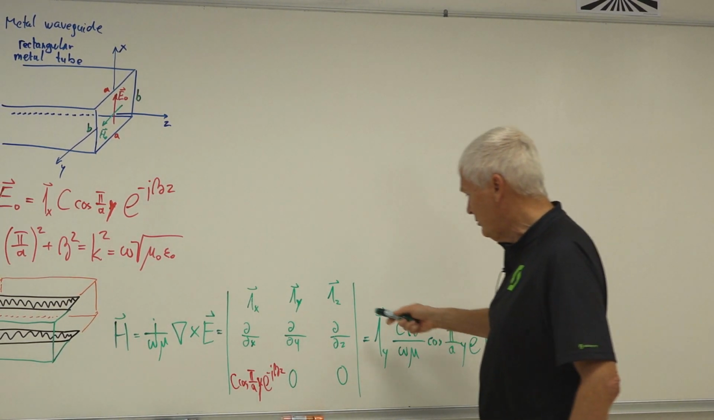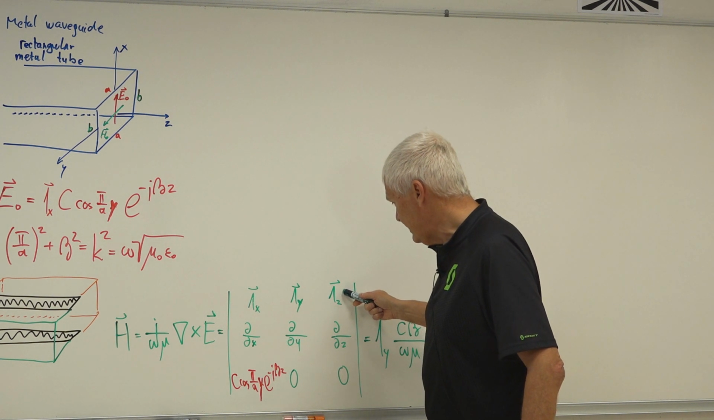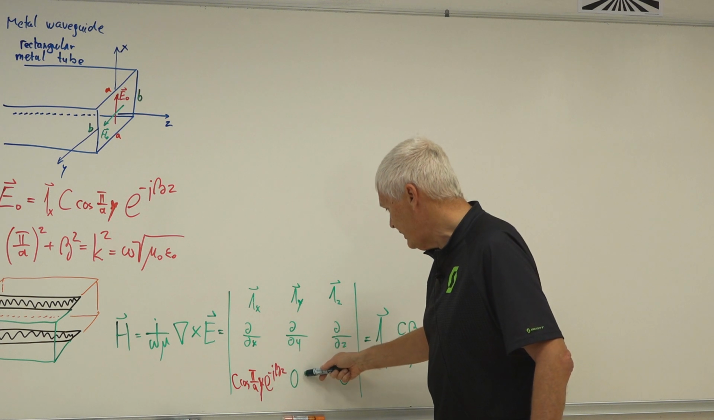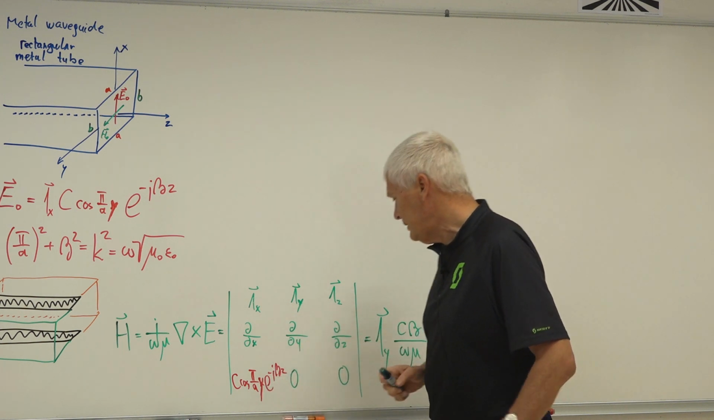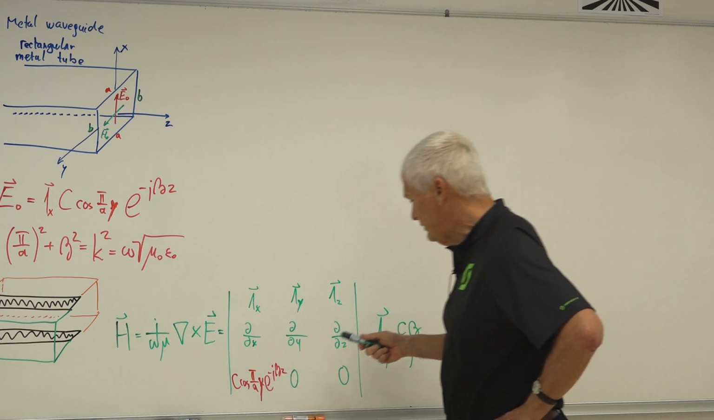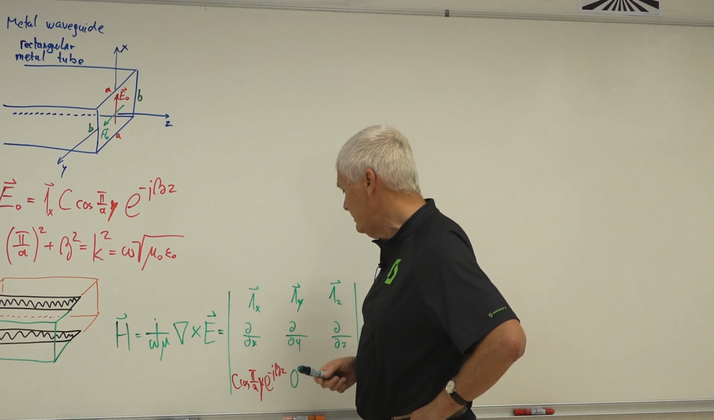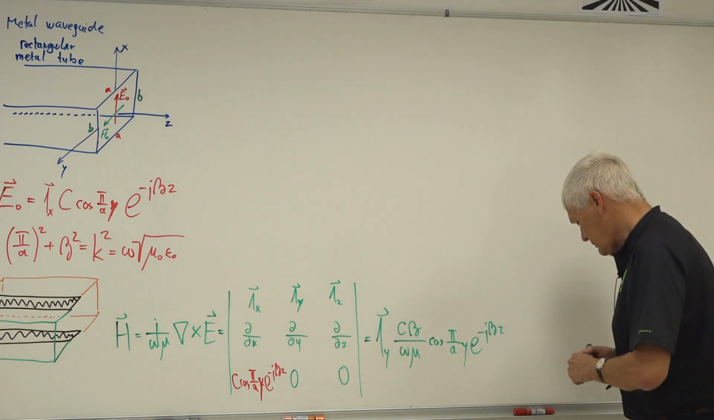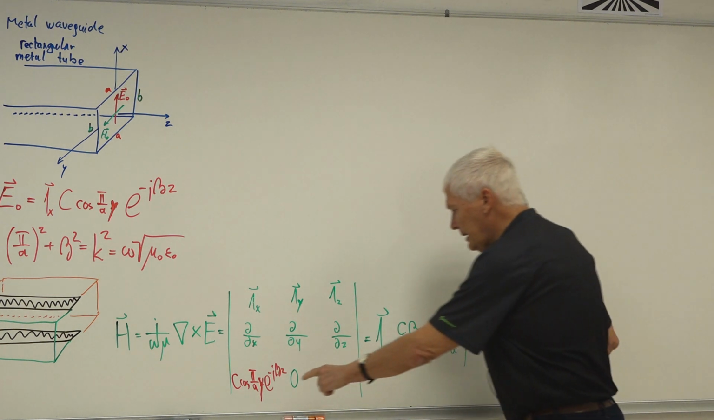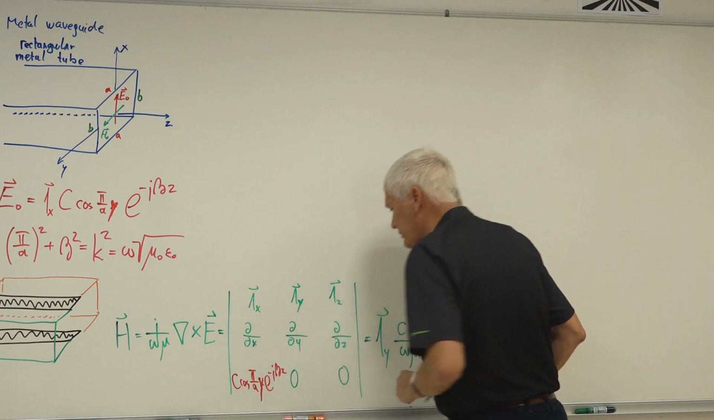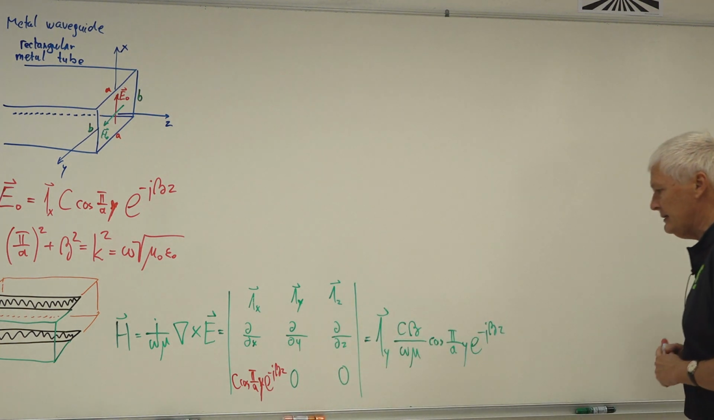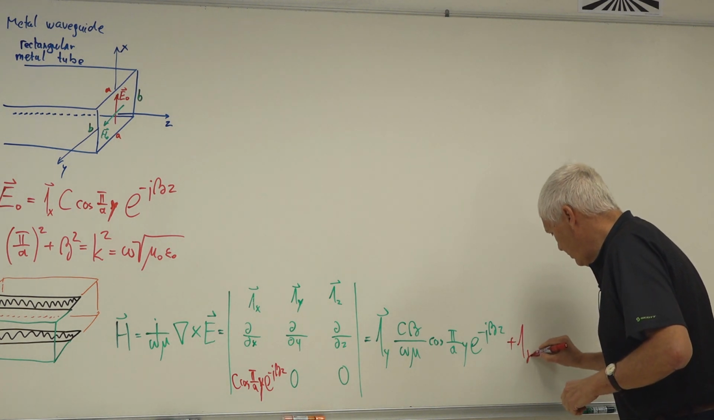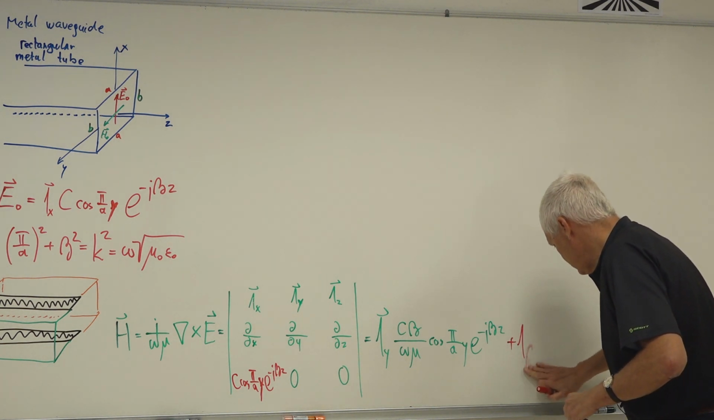And we also have a z component. For the z component, we have no derivative over x, but we have minus the derivative here. Deriving cosine gives minus sine, and the minus sign of the determinant gives a plus sign out. So we have plus 1z.